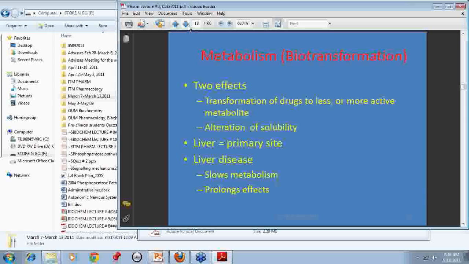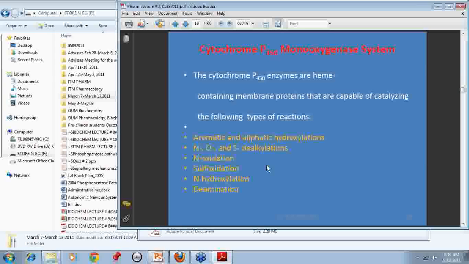P450, you cannot leave home without it. You cannot leave home without the P450 complex. It's made up of 5 isozymes. Each one has a specific specificity toward particular substrates. Each one can be induced or inhibited by various drugs. So this is what you're going to deal with in terms of drug-drug interactions. What types of reactions does it follow? You're dealing with all of those reactions: aromatic and aliphatic hydroxylation, dealkylation, oxidation, sulfooxidation, hydroxylation, and deamination reactions. All of those you deal with nicely with the P450.